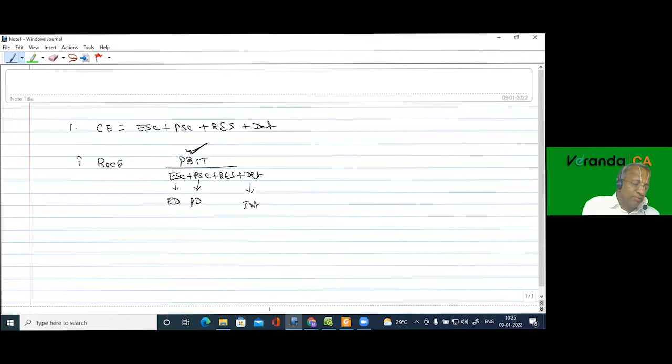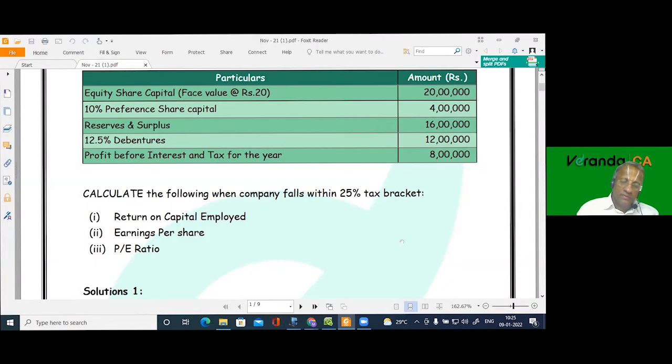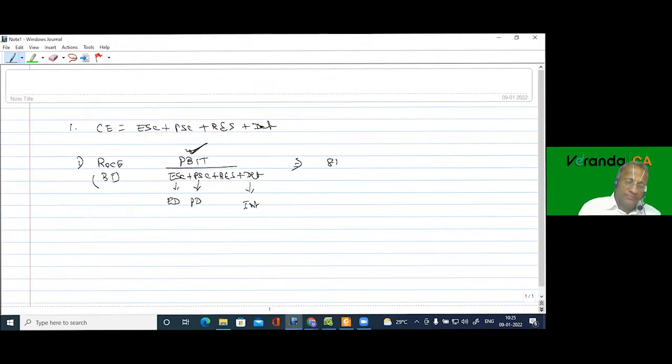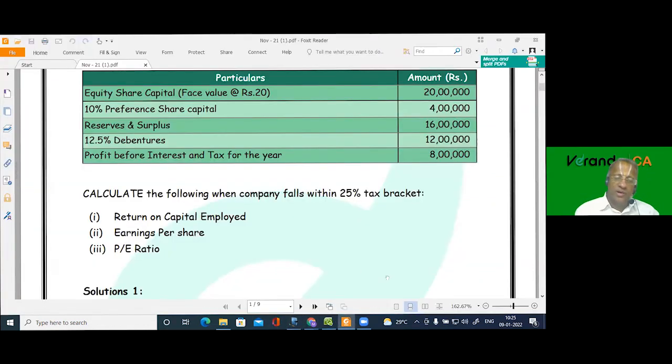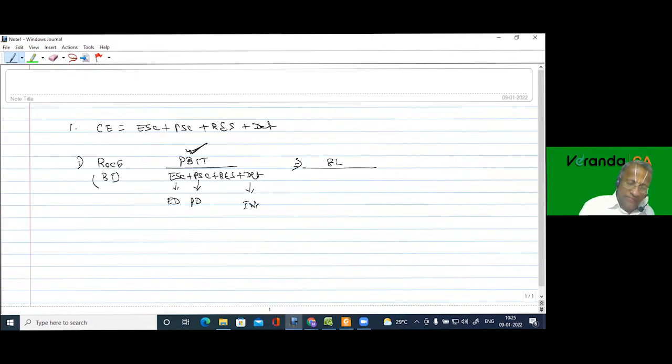So, return on capital employed before taxation. It is given in the problem that it is 8 lakhs. 8 lakhs divided by the total of that: 20 plus 4, 24, 24 plus 16, 40, and then 52. 52 lakhs into 100. So 8 divided by 52 in percentage gives you 15.38%.